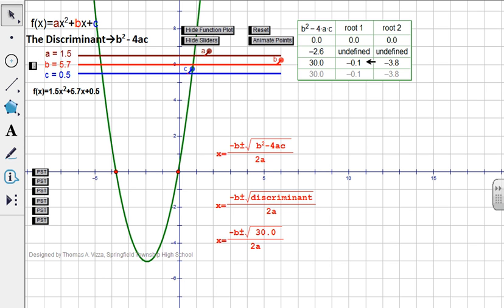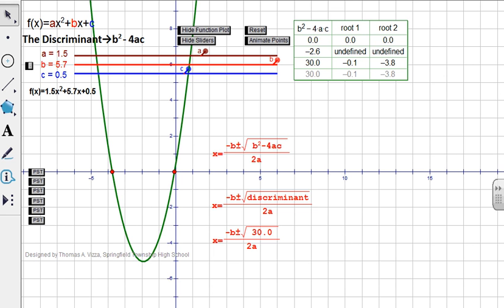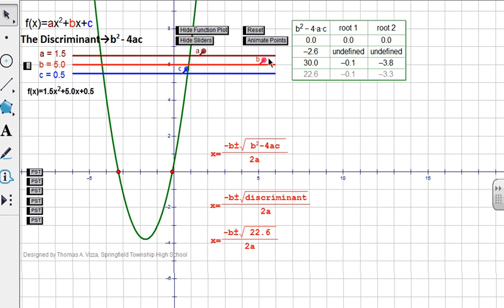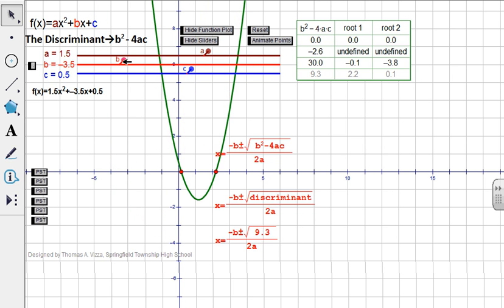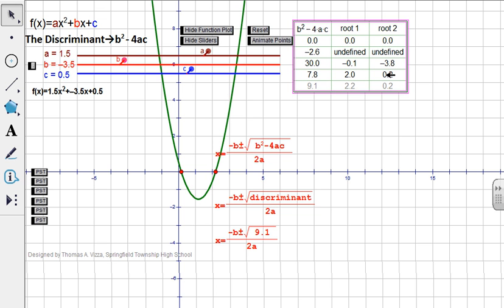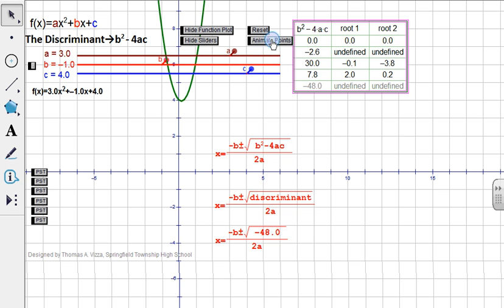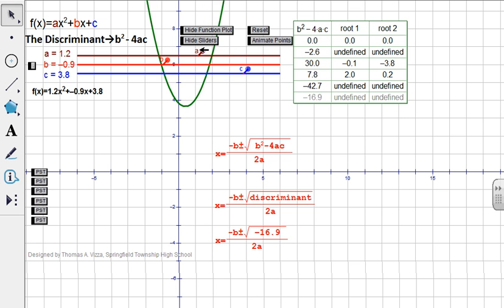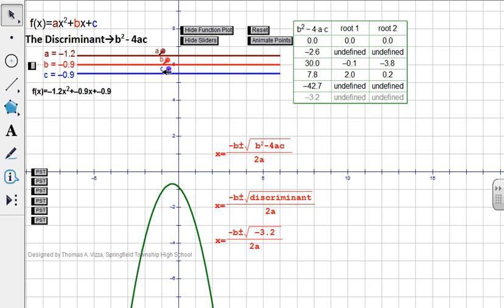Then we could animate the sliders again, or I can manipulate them myself, which I will this time. And you see here that, again, I've got the discriminant of 7.8, which is positive, and I get two roots there. I'll randomly animate again. And we'll see here that we have a discriminant value which is negative, which is giving me undefined values for the roots. And here I'll do some by hand manipulation.